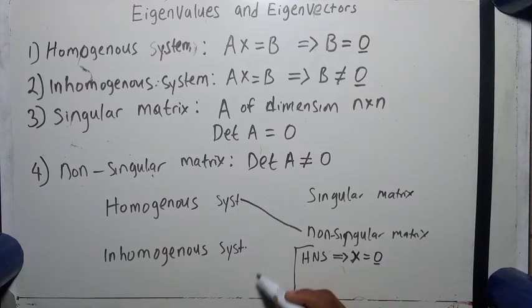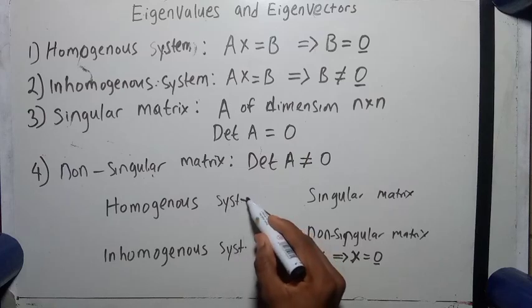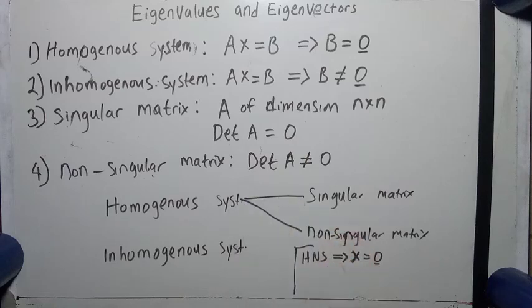When your homogeneous goes with your singular, you have an infinite number of solutions for your x. So your x is going to have an infinite number of solutions.